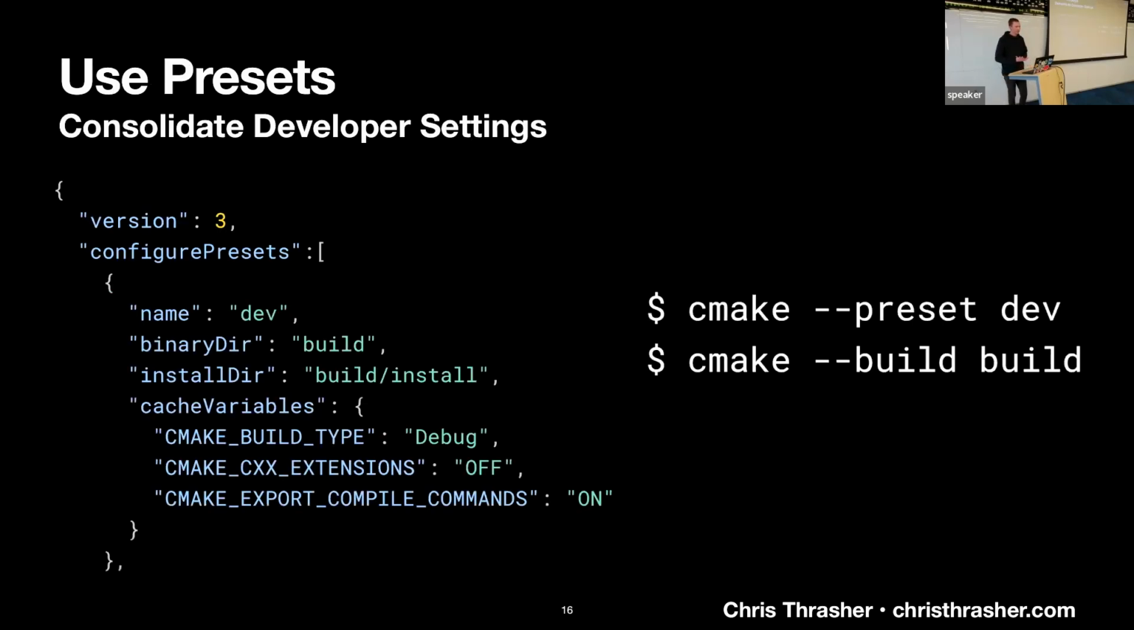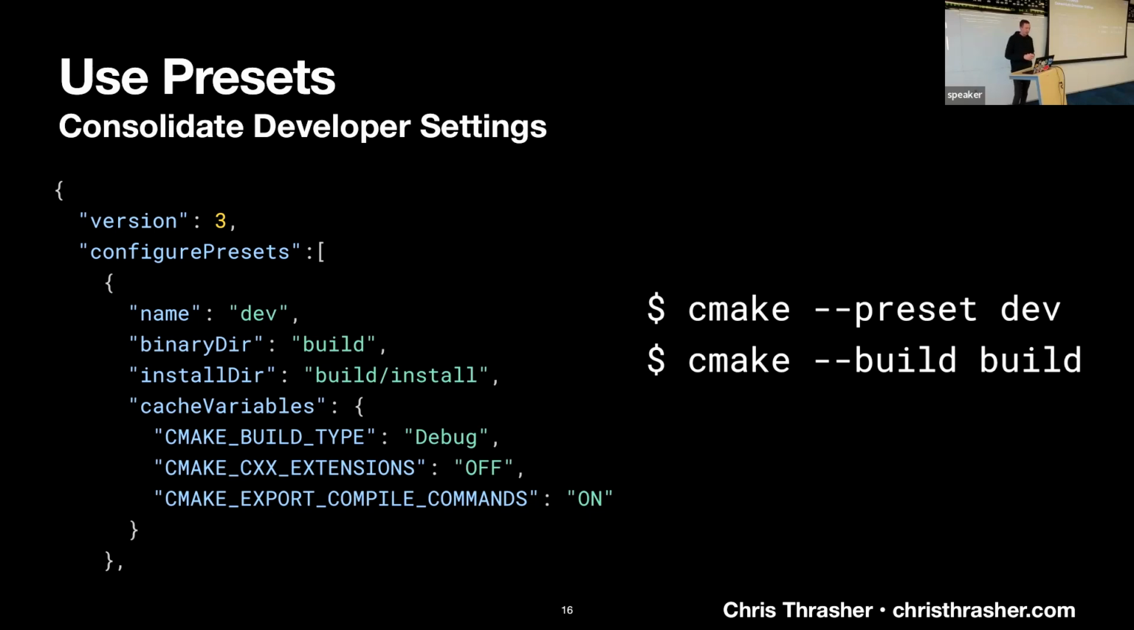Presets are a feature from CMake 3.19, so it's about a year old at this point. This is another feature that I think is really great, but it's not seeing a ton of adoption yet because a lot of projects are still requiring even older versions of CMake. This is a JSON file that defines basically all the flags that you'd be passing to CMake when you configure, build, and test the library.